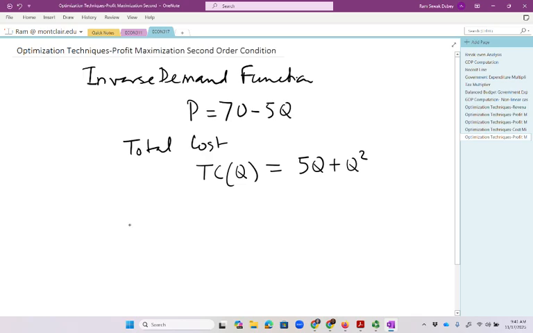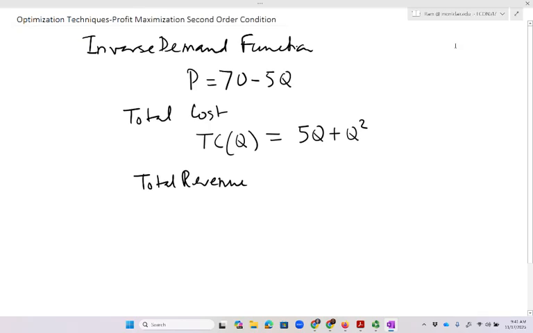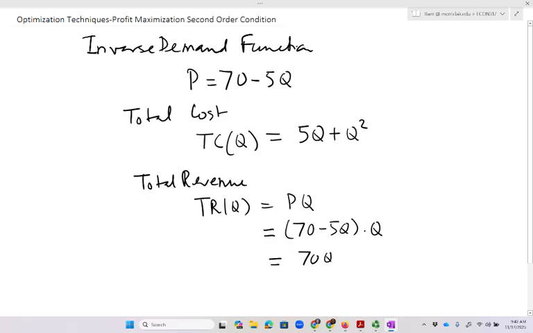So let's start step by step. First, I will write down the total revenue as a function of output Q. So total revenue as a function of Q is price multiplied by Q. We know price is given as 70 minus 5Q. I multiply it by Q, and then what we obtain is 70 times Q minus 5 Q times Q is Q square. So this is the total revenue.